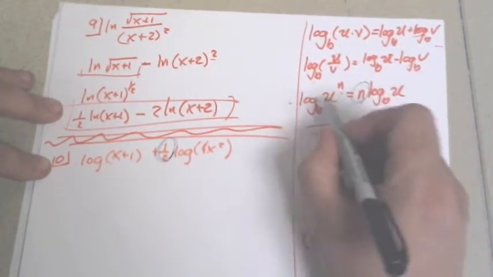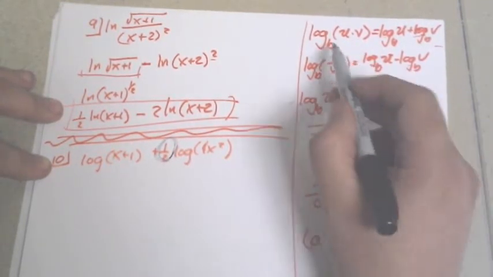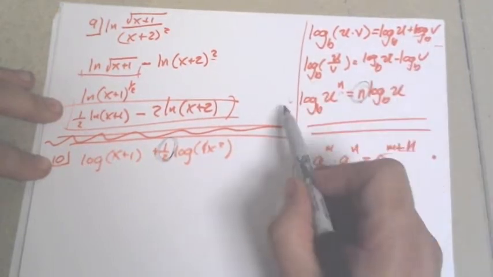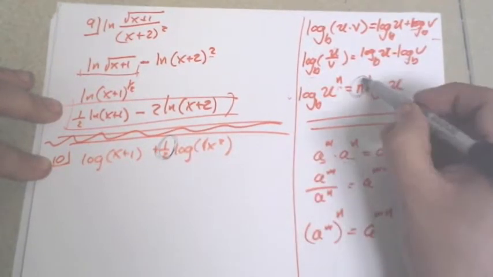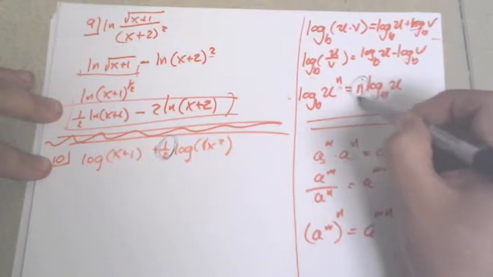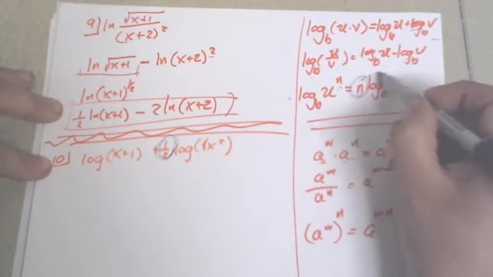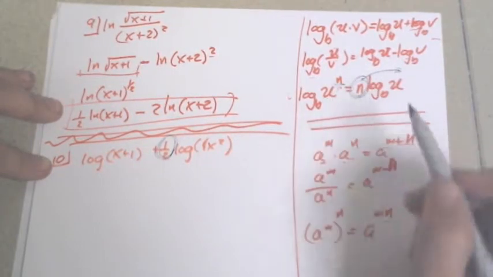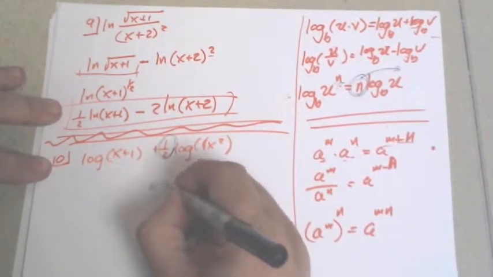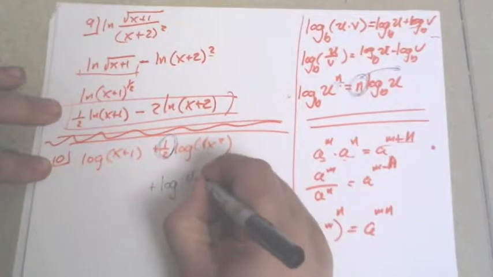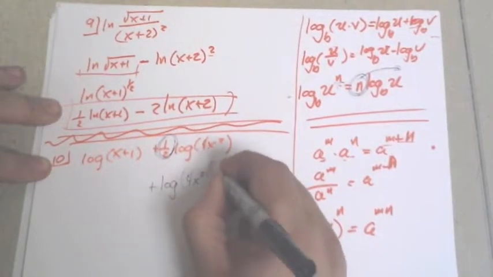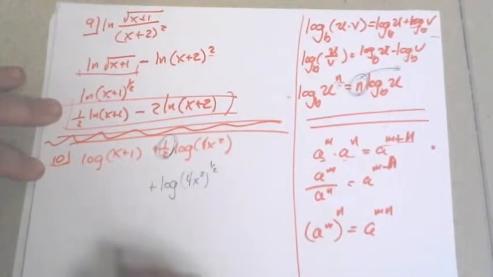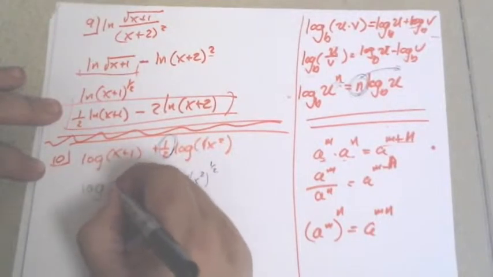Well, our power property down here, product property, quotient property, and power property, says if there's a constant out in front, a multiple out in front, we can bring it up as a power. So what do we do with that 1/2? Well, we can bring that 1/2 up as a power. And I'm going to rewrite that just to be clear.